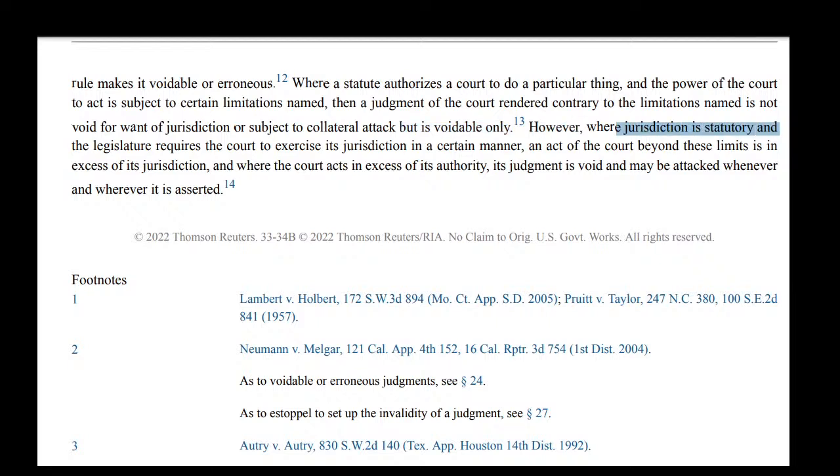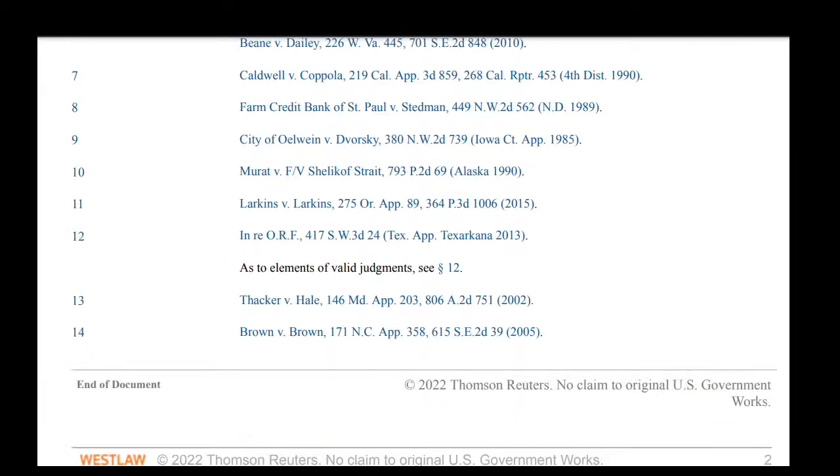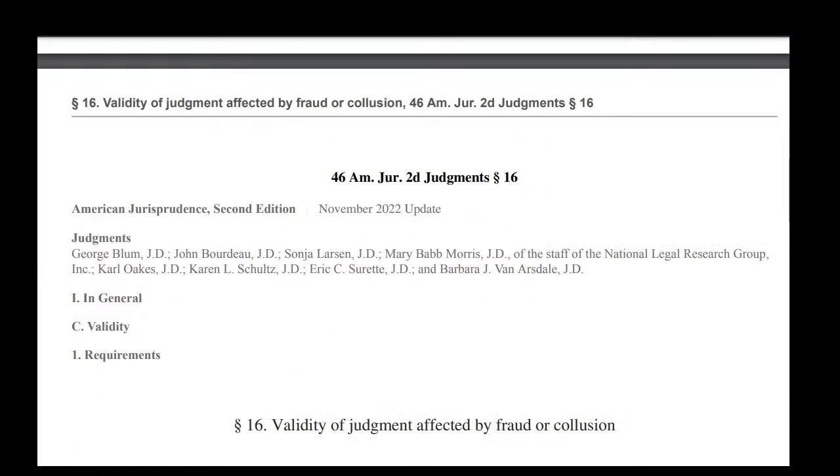However, where jurisdiction is statutory and the legislature requires the court to exercise its jurisdiction in a certain manner, an act of the court beyond these limits is in excess of its jurisdiction, and where the court acts in excess of its authority, its judgment is void and may be attacked whenever and wherever it's asserted. So, nuances and further nuances, depending on the jurisdiction you're in, because that's the rules we're going to be following. Okay, and these are just the cases here that we referred to for that.